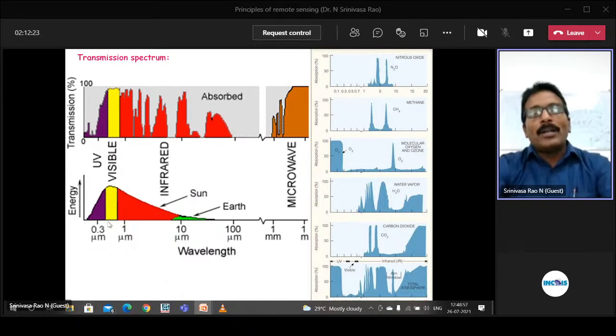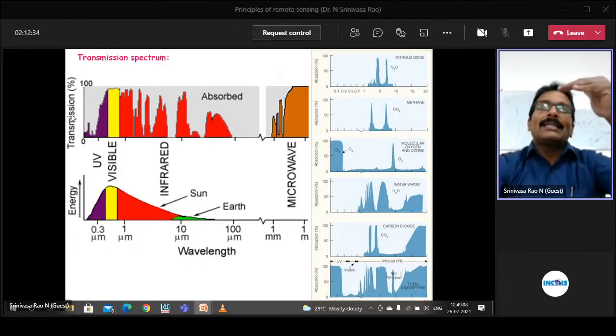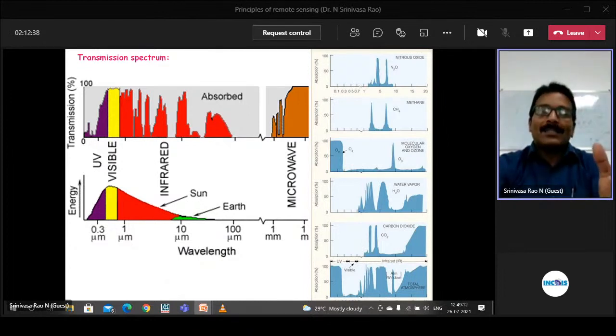Now if you see this, from gamma rays to the microwaves, this top portion is transmission. Transmission means how much percentage of energy is transmitting. That means atmospheric influence is less. At what wavelength the atmospheric influence is less, and at what wavelength the atmospheric influence is more, that is what it gives.